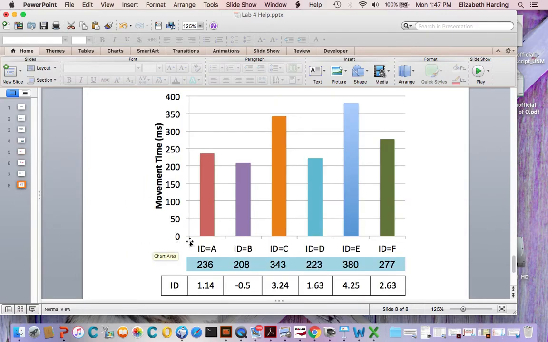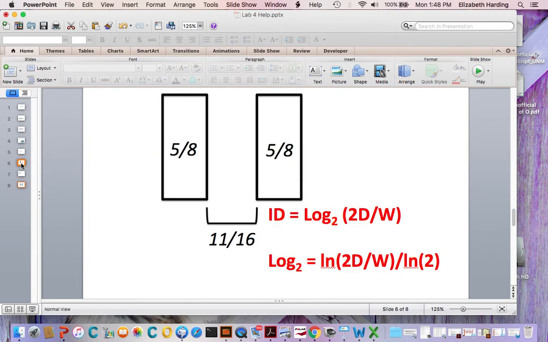But you can see that when the index of difficulty is a 1.14, the reaction time or the movement time is going to be faster than, say, when the index of difficulty is higher, like a 3.24 or a 4.25. So I just went ahead and calculated those indexes of difficulties, indices, I think that would be the correct plural, indices of difficulty.